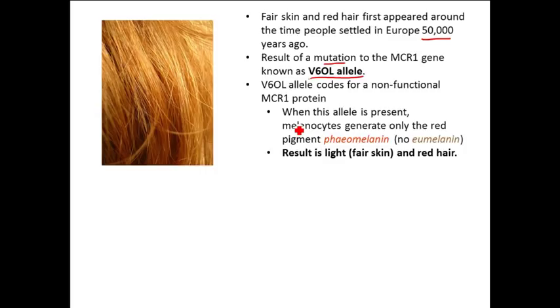Okay. This V60L allele, remember, an allele is just a different version of the gene. Okay, so this is a different version of that membrane protein. Okay, and this version codes for a non-functional MC1R protein. That means that people who have this mutation don't have that MC1R protein embedded in the membrane of their melanocytes. Okay, and that means that they never switched to producing eumelanin. They only ever produced pheomelanin, and that results in the phenotype, meaning what they look like, of having red hair and fair skin, because they don't make any eumelanin.